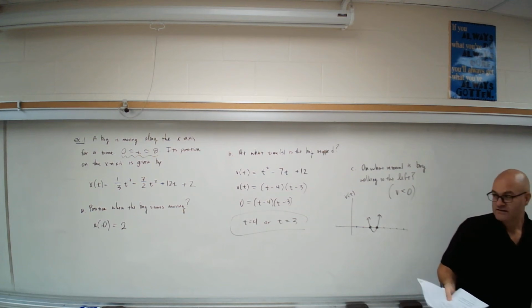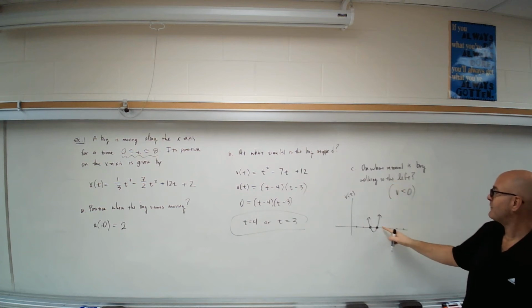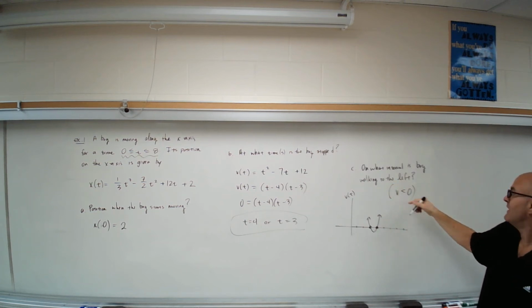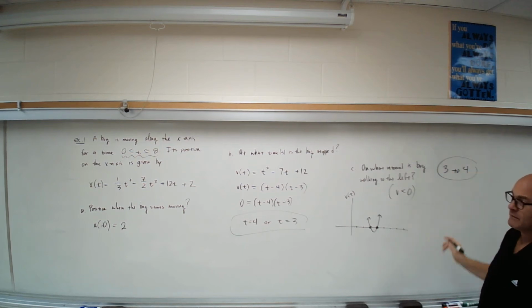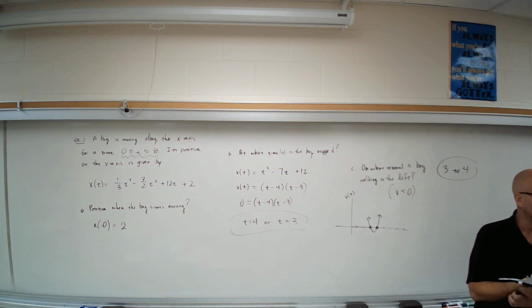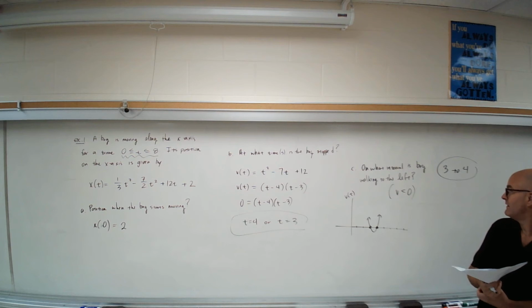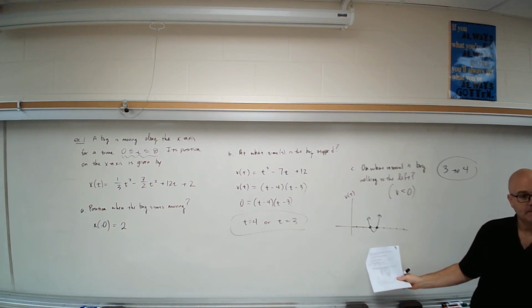Right? So on what interval is the bug walking to the left? That would be when the velocity is negative. So that would be from 3 to 4. Now you'd say between 3 and 4 seconds if it was in seconds, or 3 and 4 minutes if it was in minutes. But we're able to get this sketch, correct?